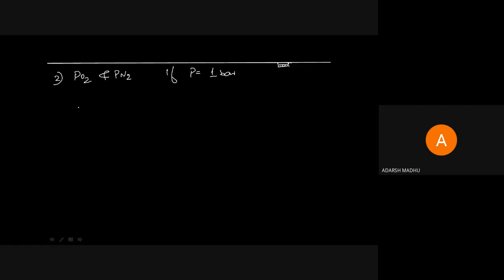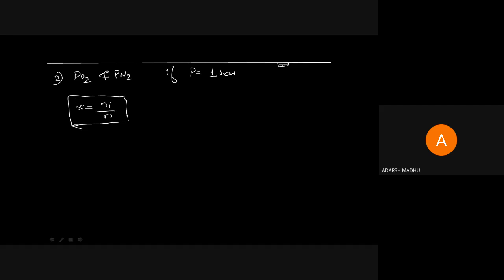So write down the equation for partial pressure. Sorry, not partial pressure, mole fraction. X. What is the equation for X? Ni by N, right? Mole fraction is defined as the number of moles of any one constituent divided by total number of moles. Mass fraction is defined as mass of any one constituent divided by total mass.